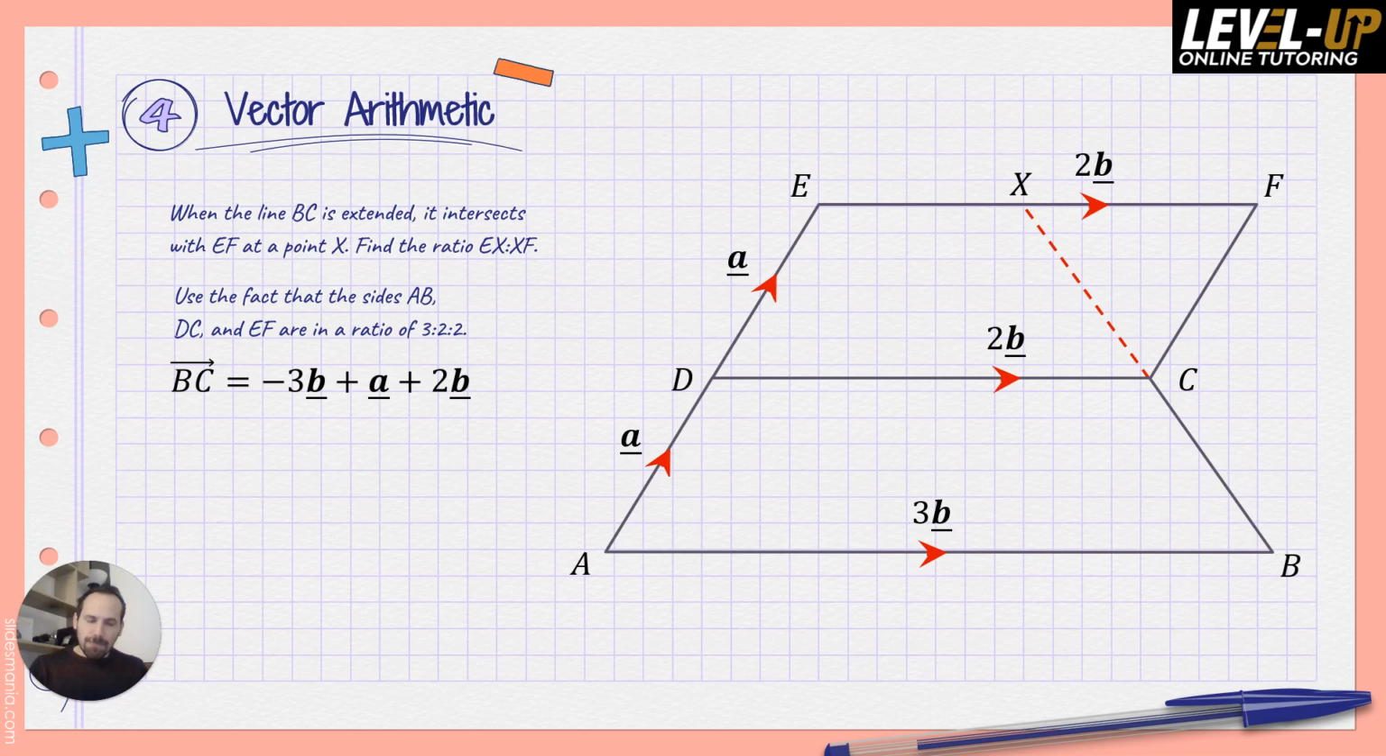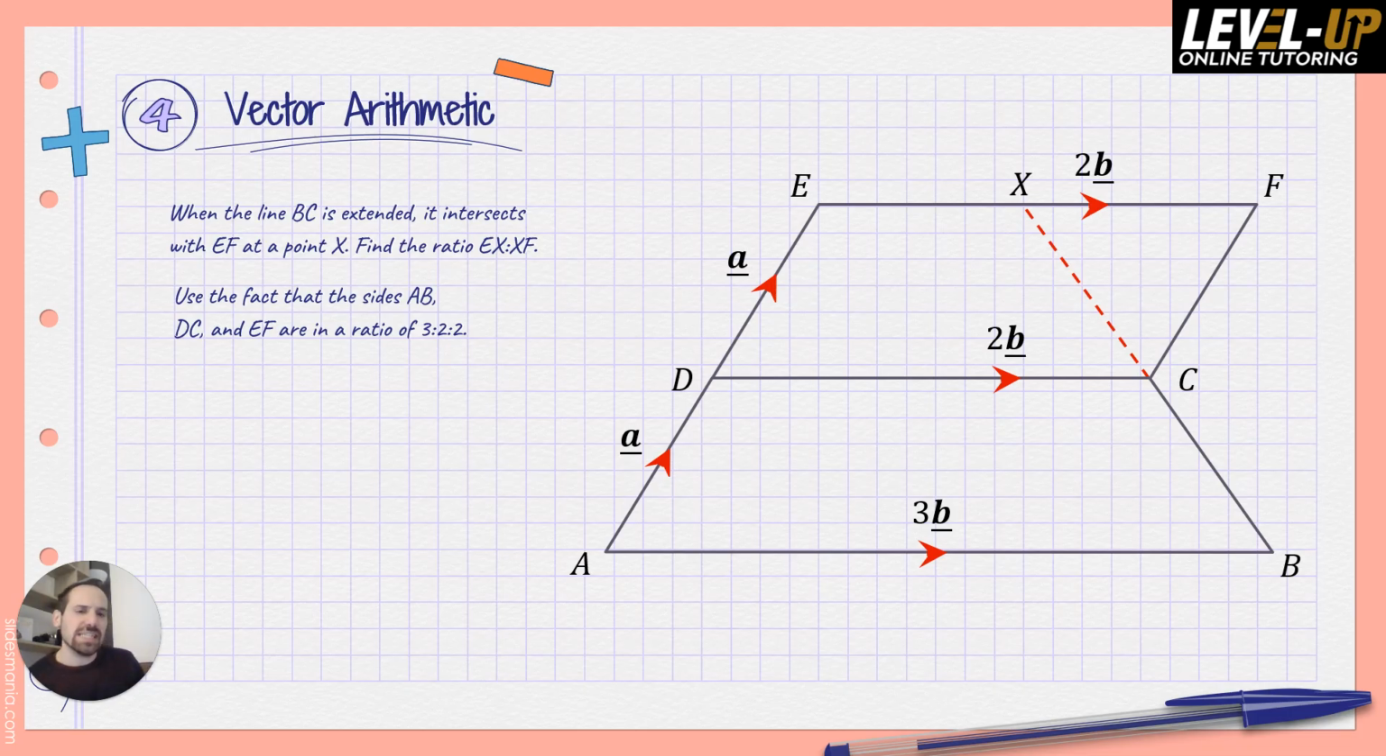Now BC, well, let's back up a sec. So, what are we actually trying to do here? Really, what we want to do is try and find where X is along EF. So, if we can find out, say, what CX is, that would allow us to work out what, say, EX is, and we could compare that to XF, and then we'll see what the ratio is.